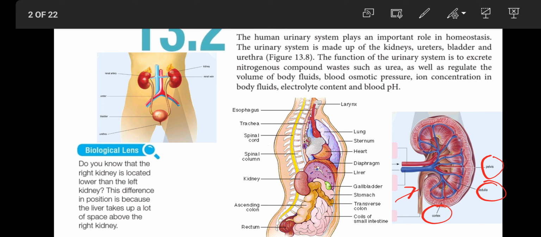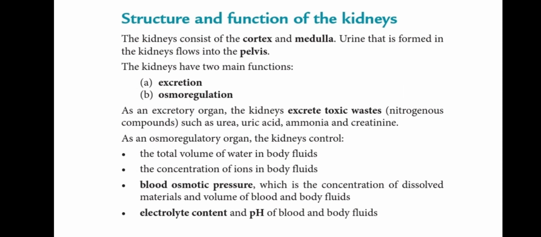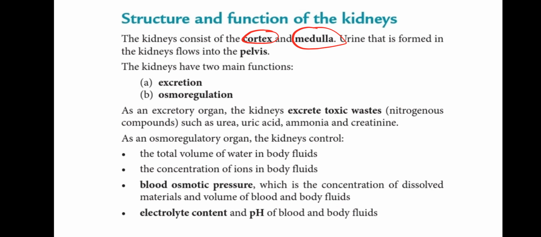We will show more detailed pictures after this. Just to know, there are two parts: one is the cortex, another is the medulla. From these two parts, the urine, after it is formed, will flow into the pelvis. The pelvis joins to the ureter. The two main functions are excretion and osmoregulation. The kidney will excrete toxic waste also.